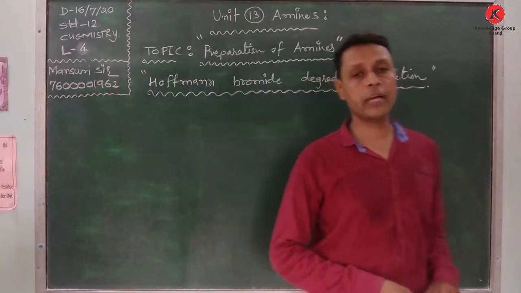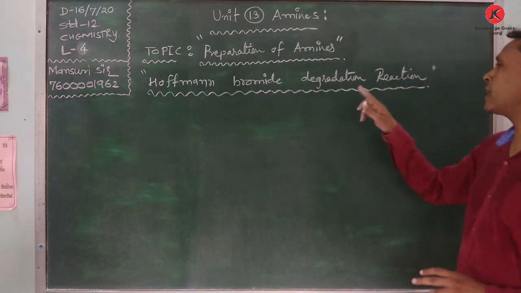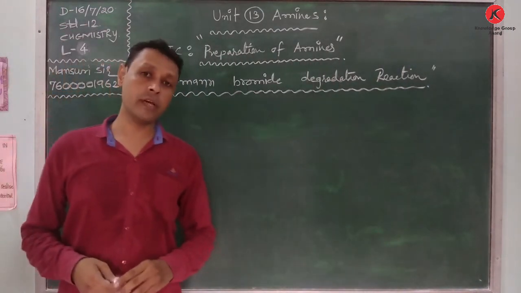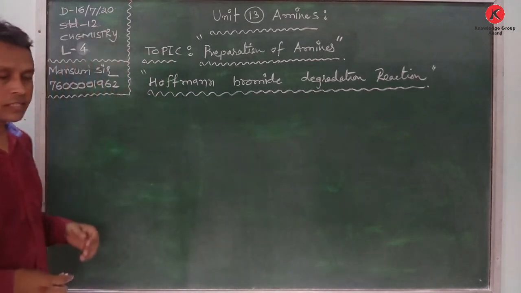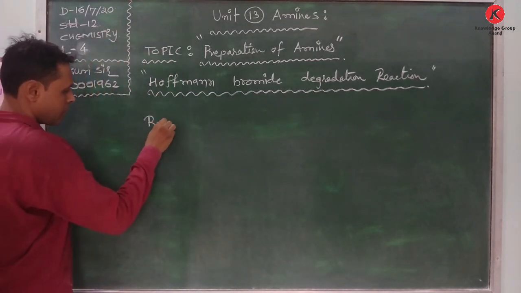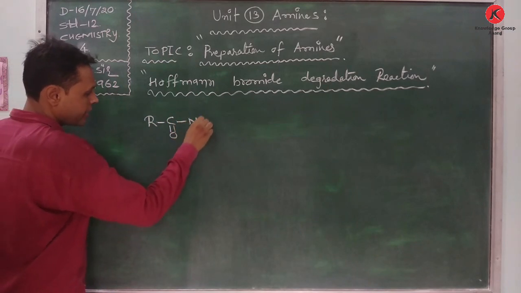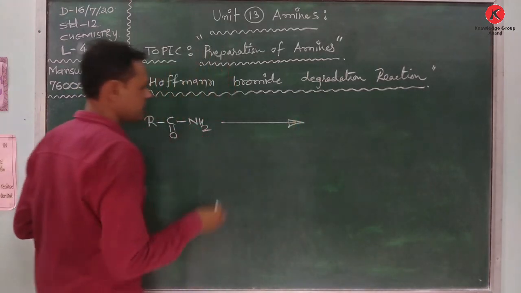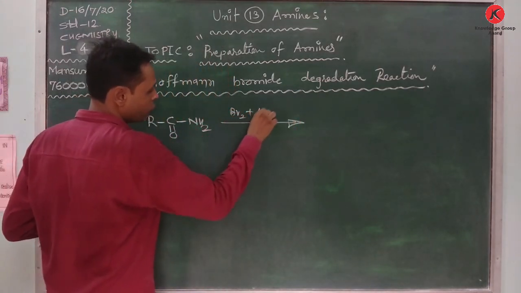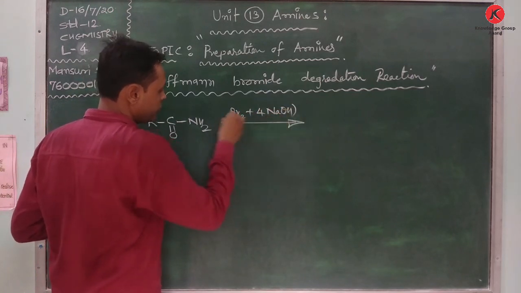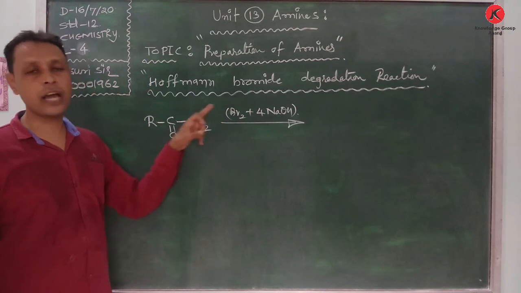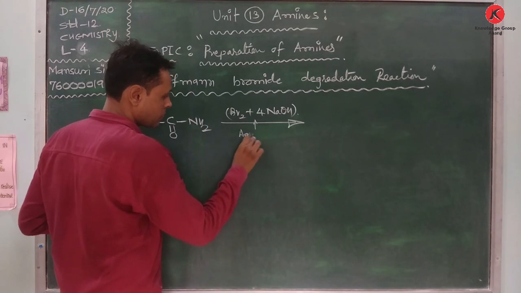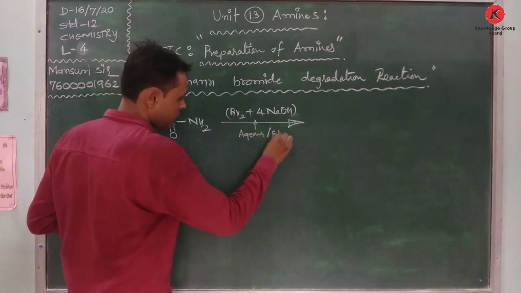Thereafter, friends, we are moving to the Hofmann bromamide degradation reaction. Now, in this reaction, we can obtain primary amine from amide compounds. Let us discuss that. RCONH2, this is an amide compound, reacts with the mixture of Br2 plus 4NaOH, which should be aqueous or ethanolic.